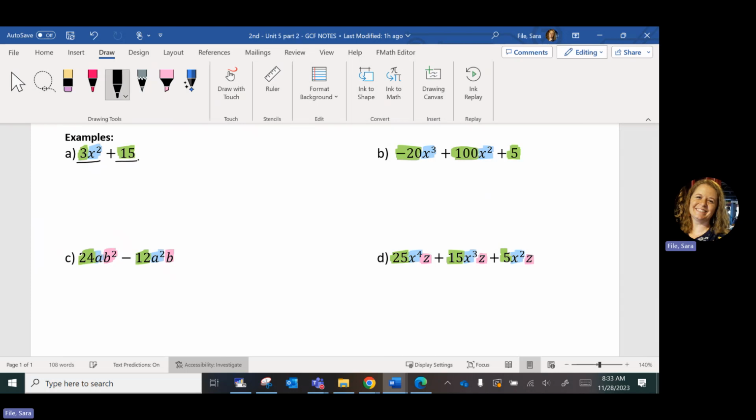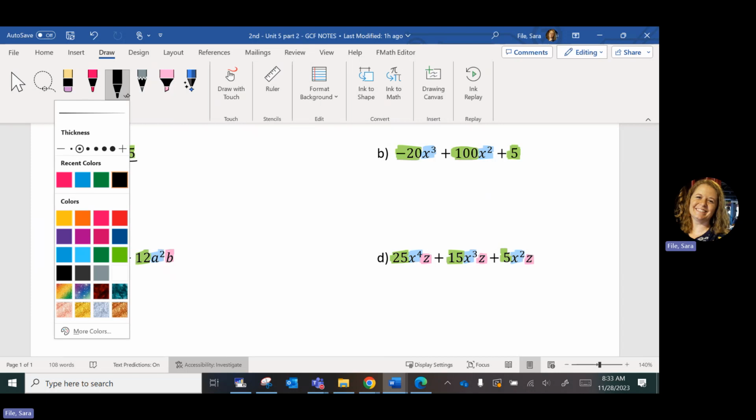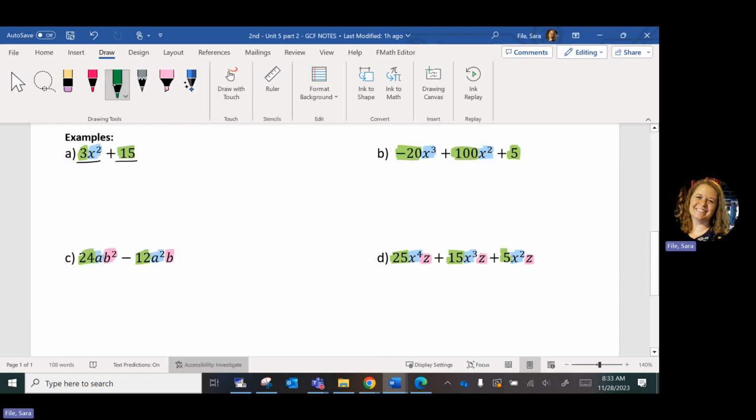What can I divide out of 3 and 15? What is the greatest common factor here for those numbers? Say it again. 3. The only factors of 3 are 3 and 1. And 3 happens to also be a factor of 15. So I can divide both of these by 3.